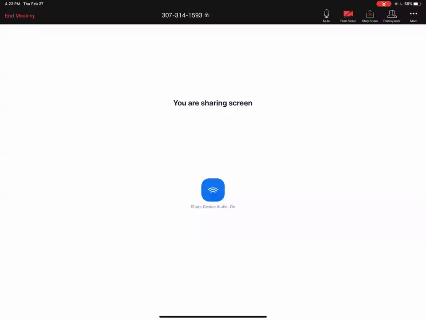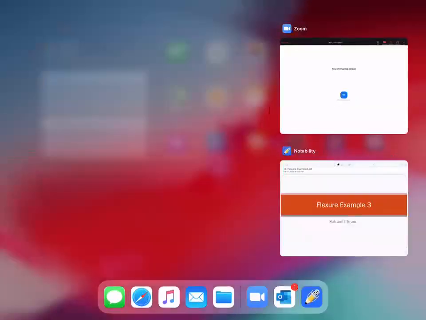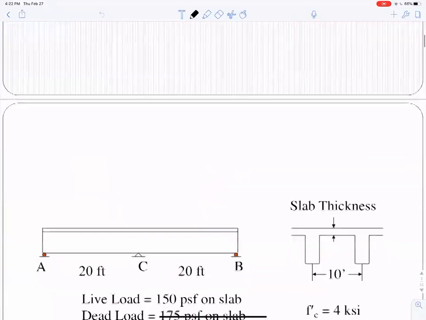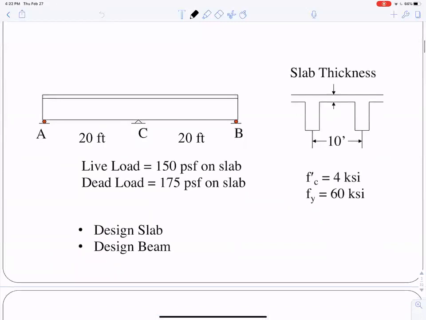Actually, I decided to do one more example in the flexure section of this course. What we'll do is one more example, slab and T-beam. Here's a simplified problem. Two 20-foot spans, simply supported and continuous. And the beams are 10 feet apart. We're going to design those beams and the slab.